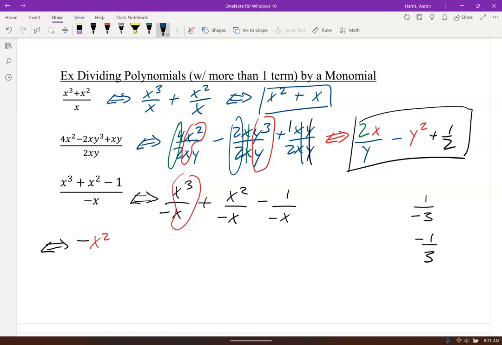Let's do the next one. 1 over negative 1, so I'm going to take that negative up top. X squared over x leaves me with 1x on the top. And negative 1 over negative 1x is a plus 1 over x. And we're all done there.